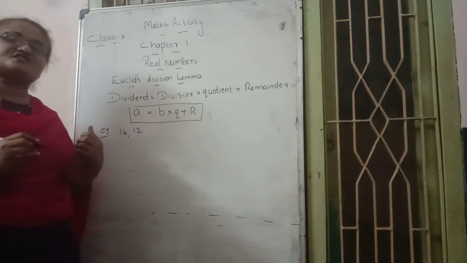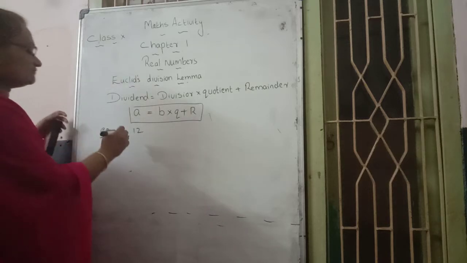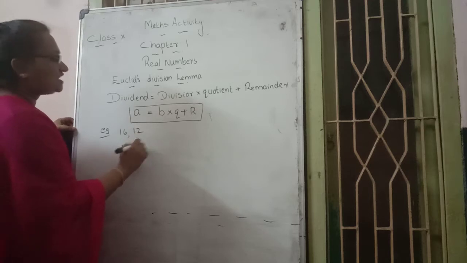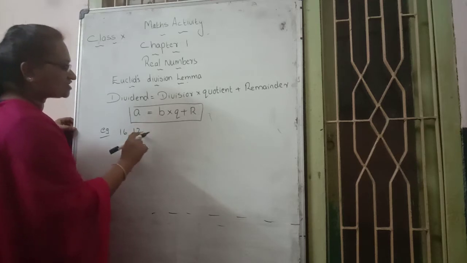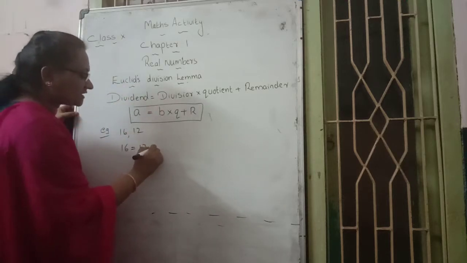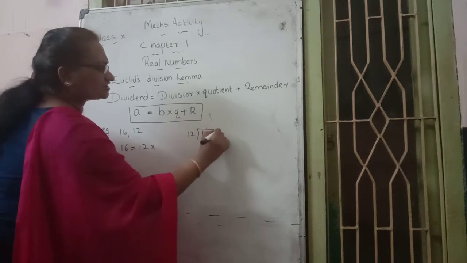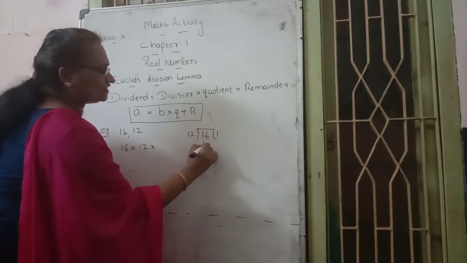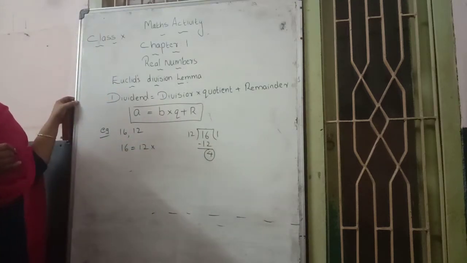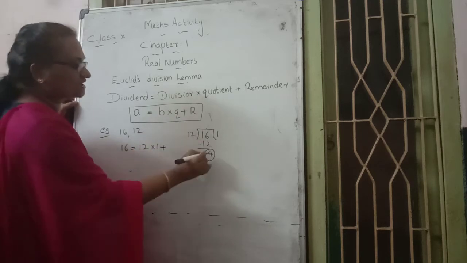The bigger number given in this question is 16, so we consider it as our dividend. The smaller number, 12, is the divisor, so B is 12. Meaning, 16 is divided by 12. 12 ones are 12, so the quotient is 1. Subtracting, the remainder becomes 4.